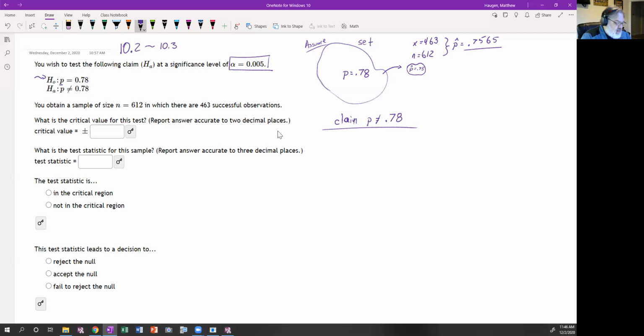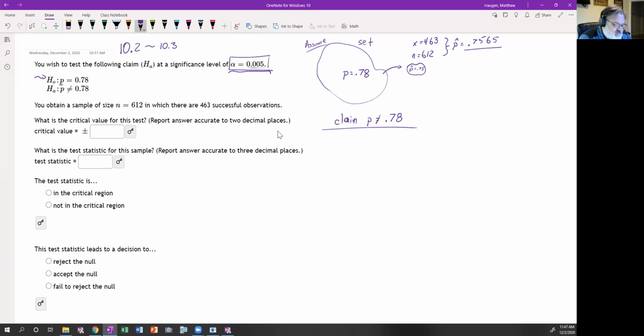Okay. So how stringent are we going to be about that? Well, that's what our significance level is here. And that significance level is really small. So we're being fairly stringent. So that's good if we want to support the assumption, but it makes the claim hard.